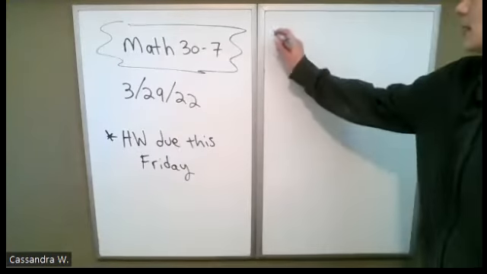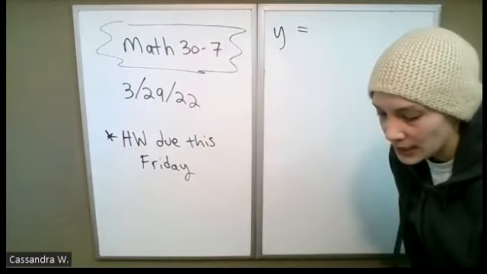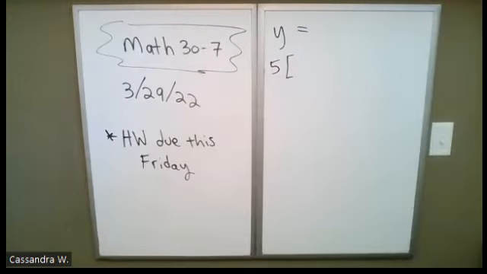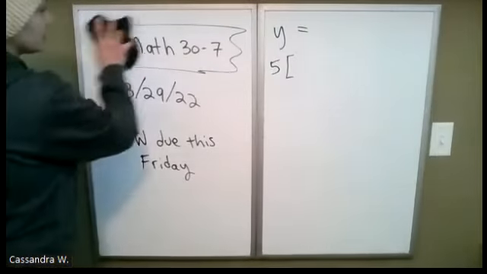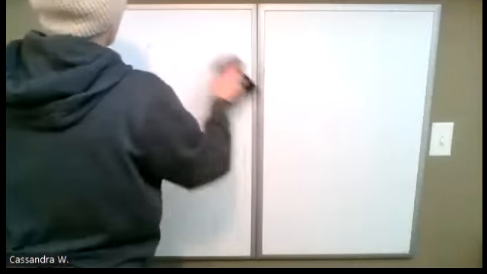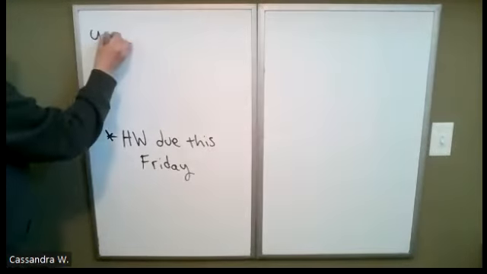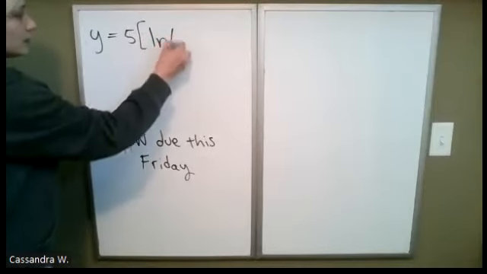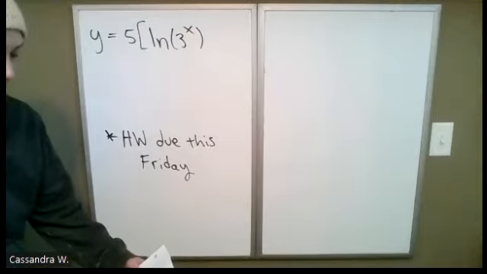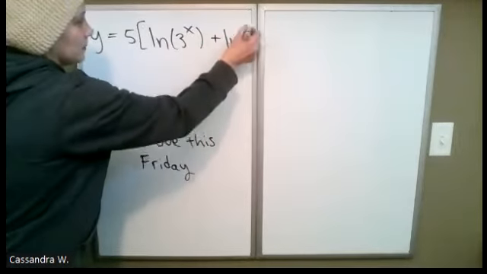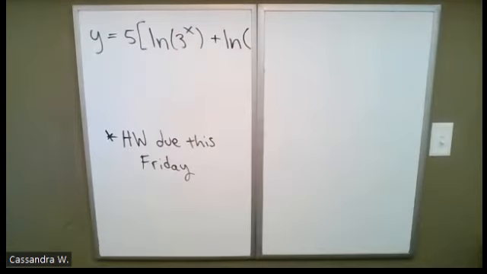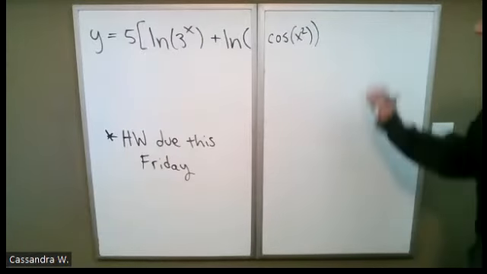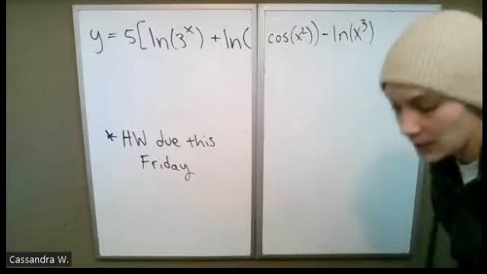Okay, our function can be written as 5 times ln of 3 to the power of x, add ln of cosine of x squared, and then subtract ln of x cubed, and we subtract 5x.